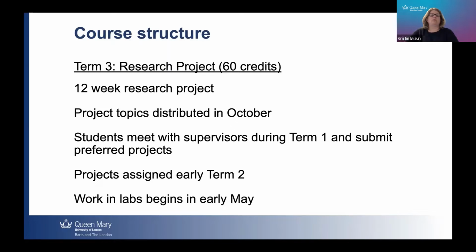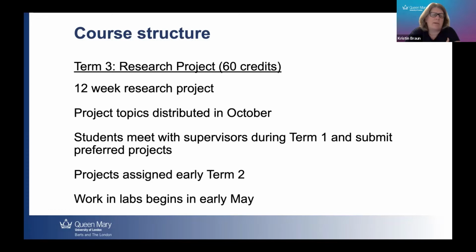So it's a 12-week research project. How we do this is we call for projects once we know the number of students, and we allocate or distribute them to all of our students in October, with a little description of each project. And then the students have the chance to meet with supervisors during the first term, and they can submit a list of their preferred projects.